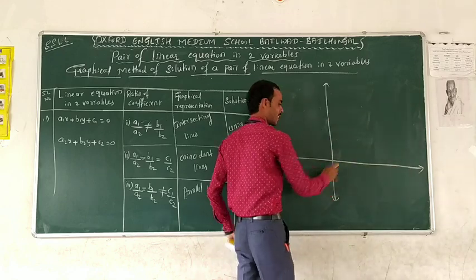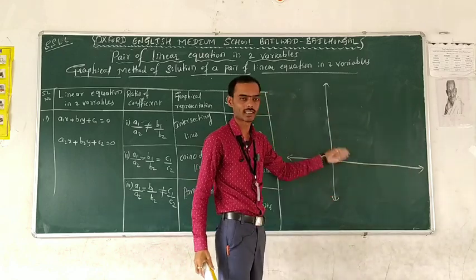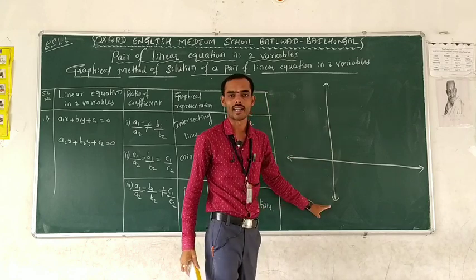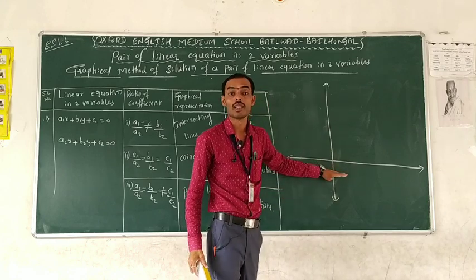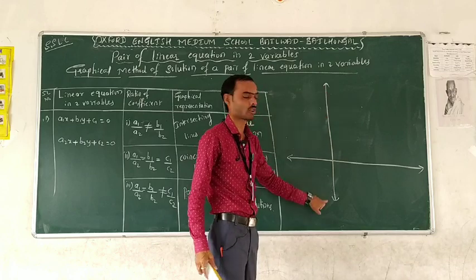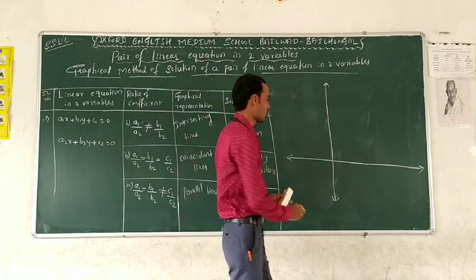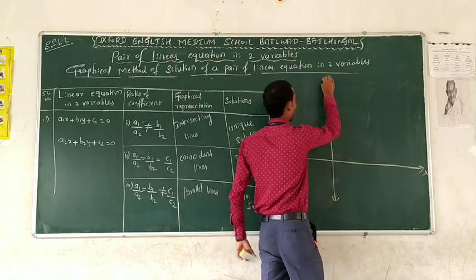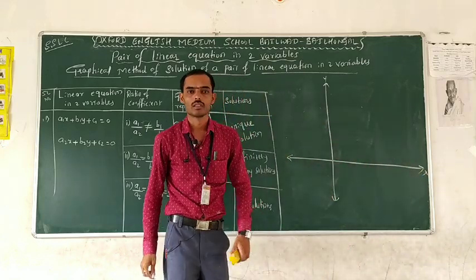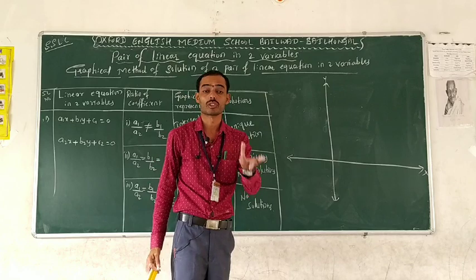Okay. So this is the x-axis. The horizontal line is called the x-axis. The vertical line is called the y-axis. The x-axis is also called abscissa. The y-axis is also called ordinate. Is it right? Abscissa, ordinate. So first of all, x and y. So already we have studied what?